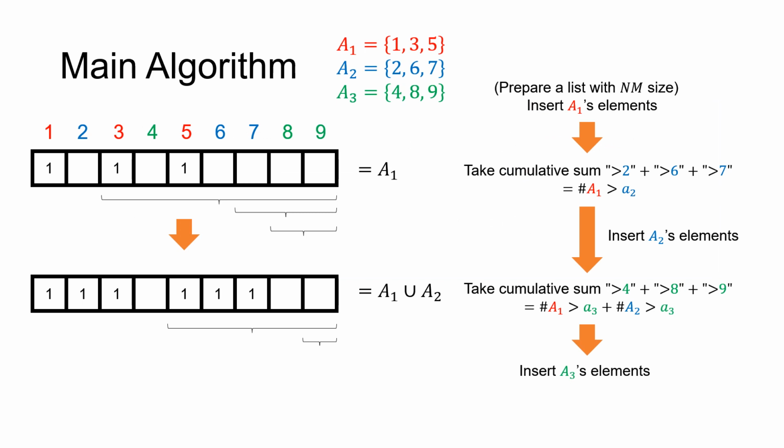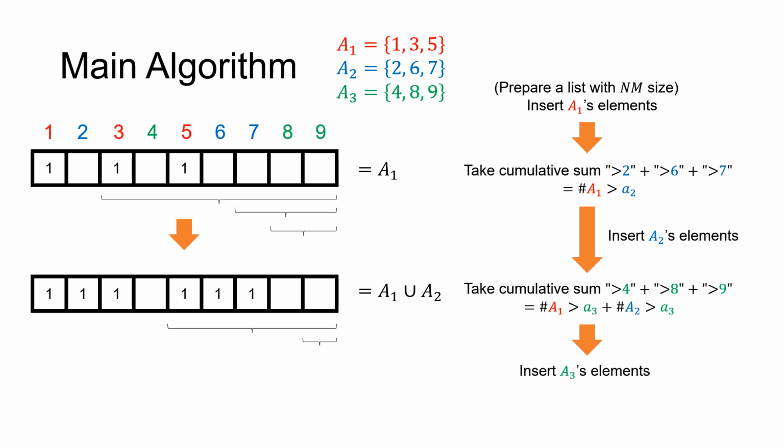Finally, I will explain the algorithm computing the second term with this example. First, prepare an initialized list with a size of nm. Insert the elements from A1. Then, calculate the cumulative sum for each element in A2 using the list. This operation counts the number of A1 elements greater than the corresponding A2 elements.